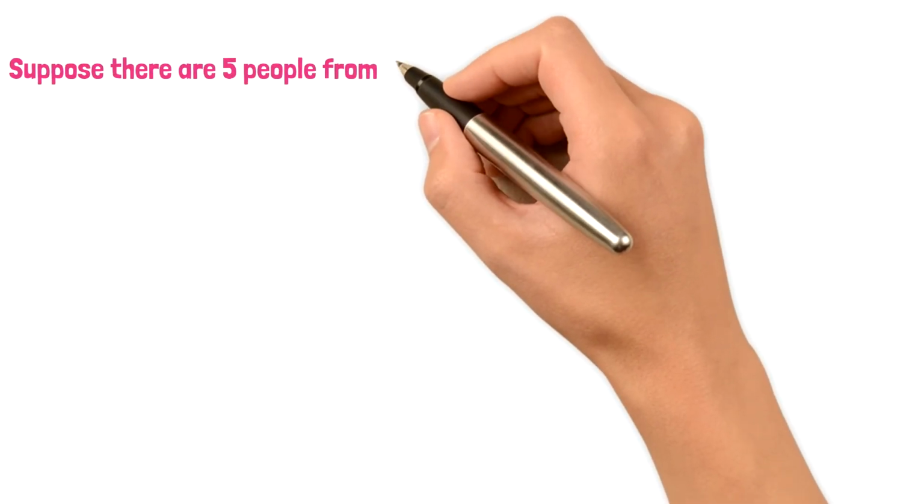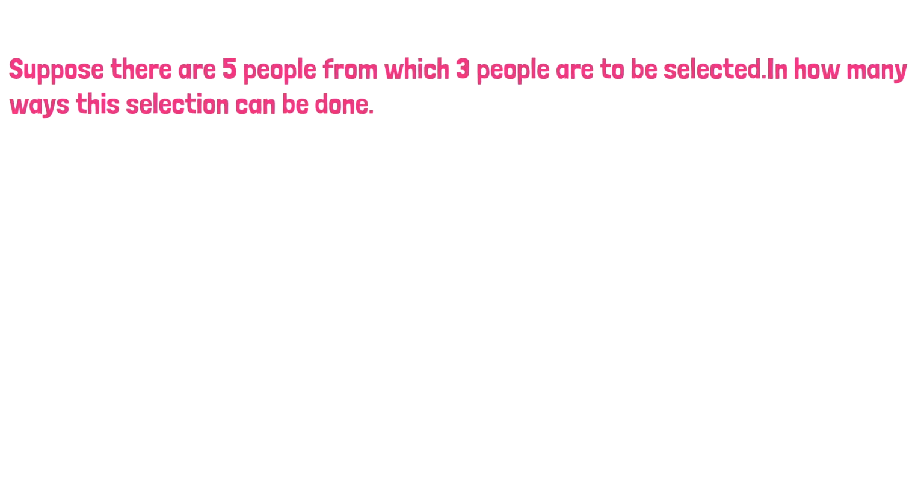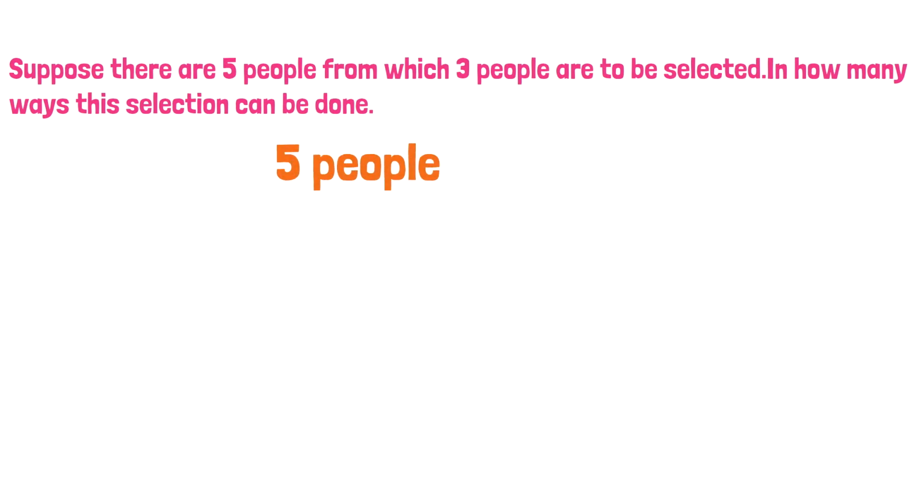Suppose there are 5 people from which 3 people are to be selected. In how many ways can this be done? So there are 5 people, but we need only 3. The first person can be selected in 5 different ways. Once the first person is selected, the second one can be selected in 4 remaining ways, and for the third position we have 3 different ways. Now we need to select all the 3 people, so we need to multiply them. For more detail on this topic, you can watch the previous video on permutation and counting principle.